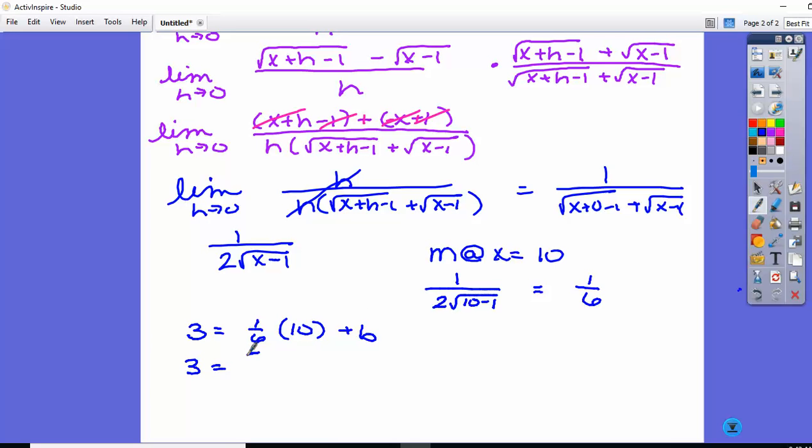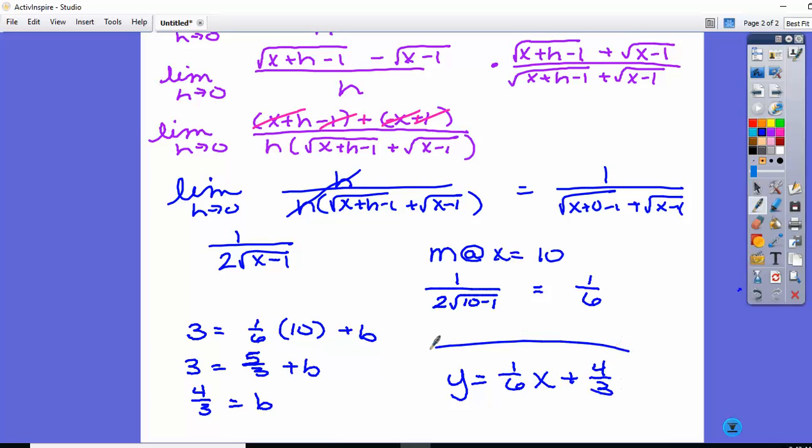10 over 6 reduces to 5 over 3. Subtract that over. 3 is like 9 over 3 minus 5 over 3. So we get y equals 1/6 x plus 4/3.